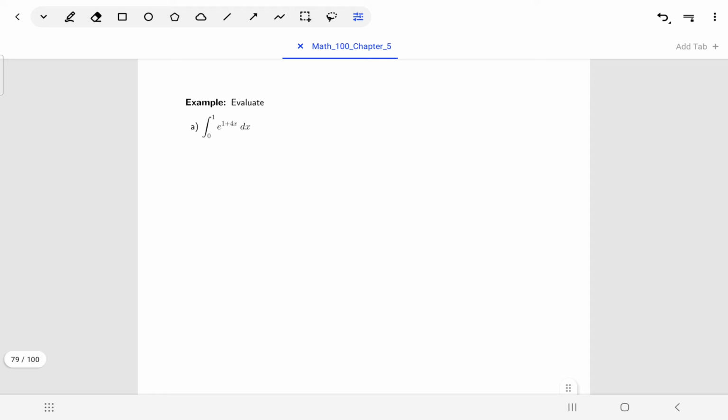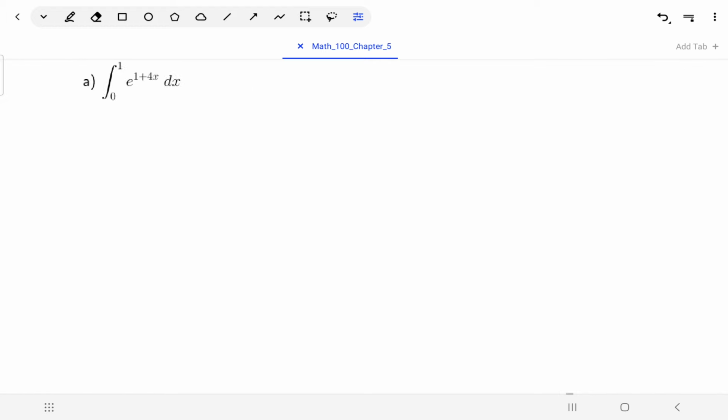Welcome back. In the last part of this lecture, we're going to look at some definite integrals and some applications of definite integrals. So let's start off with looking at this definite integral of e to the 1 plus 4x from 0 to 1. I'm going to look at this and say, of course, I'm going to want to do some kind of a substitution.